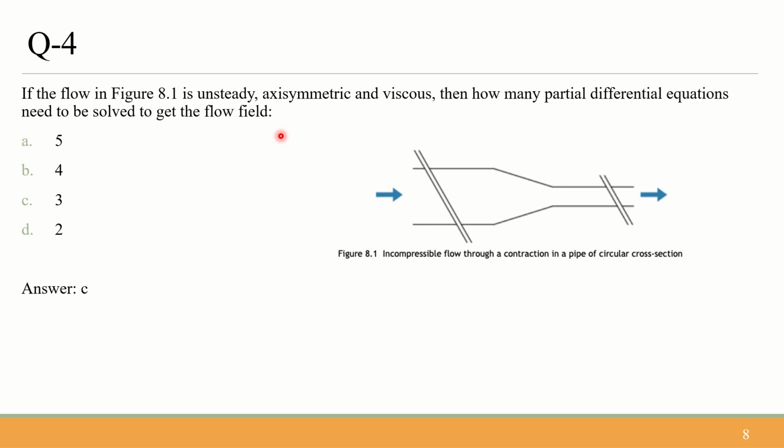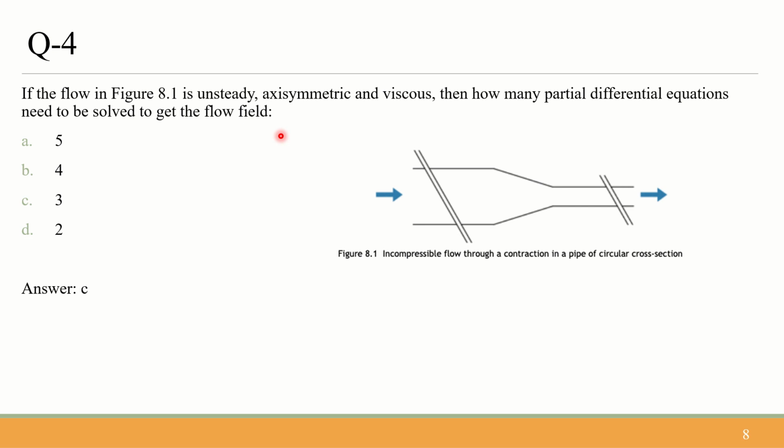So we have one continuity equation, and since it is a circular cross-sectional pipe, we should have three momentum conservation equations. But in this particular case, it is mentioned that the flow domain is axisymmetric. Therefore, we are reducing it to a two-dimensional problem, so we have only two momentum conservation equations, along the x and y directions. On the whole, we have three partial differential equations: one continuity equation and two momentum conservation equations. So we have three equations.